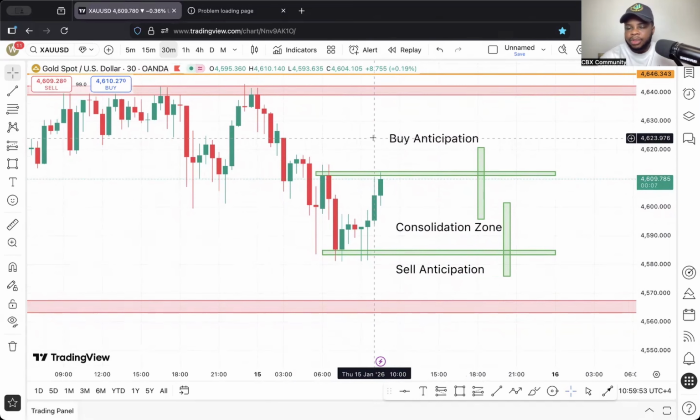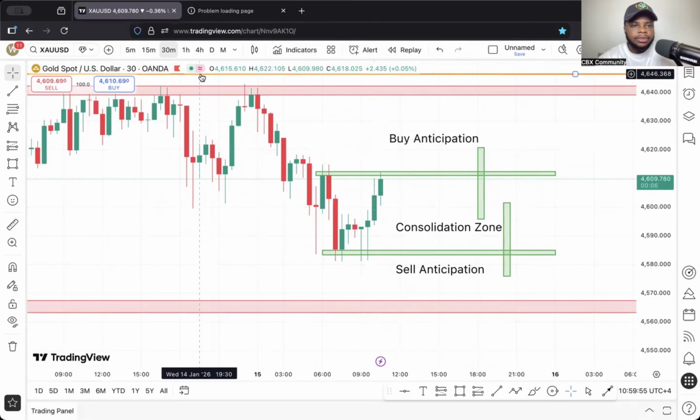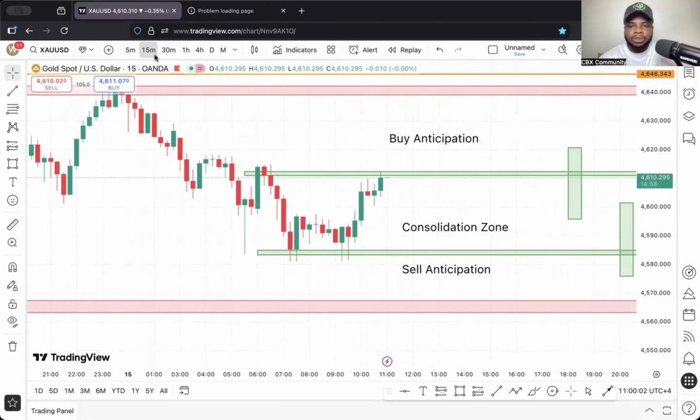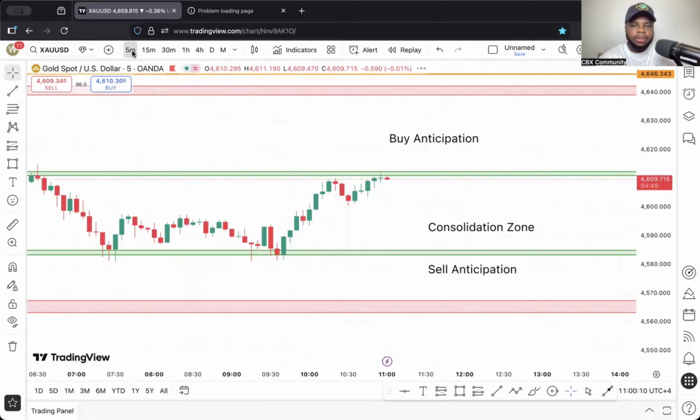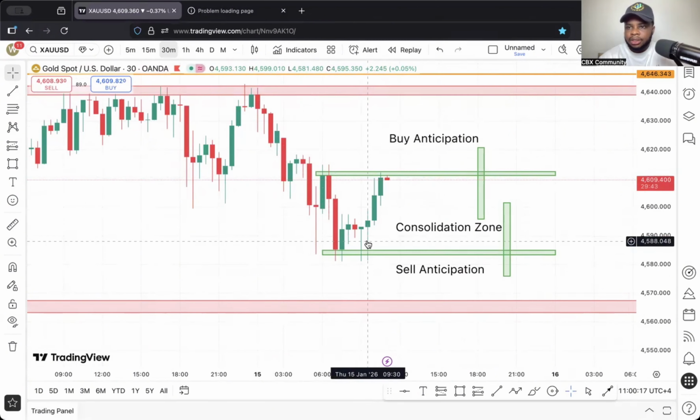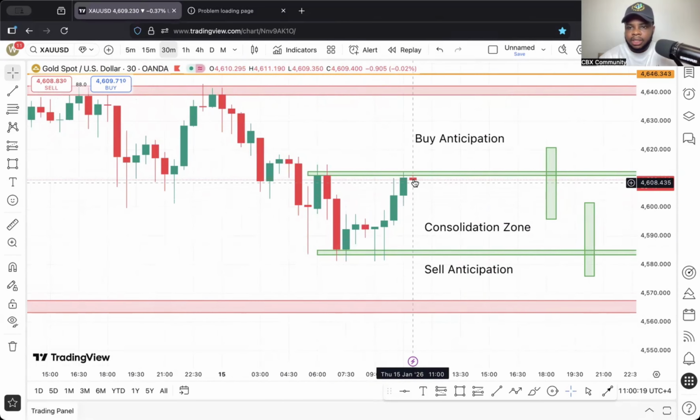Let's see how the candle will close. Let's look at the 15 minutes candle just for us to have an idea what the 15 minutes market condition is saying. Okay, let's look at the 5 minutes. Okay, so let's go back to the 30 minutes. Let's see what this recent 30 minutes candle wants to do.